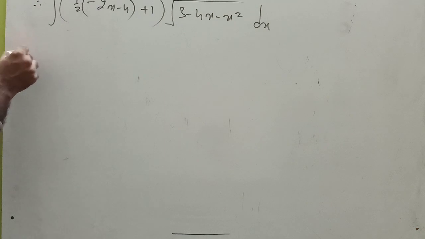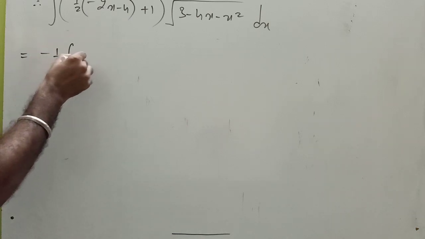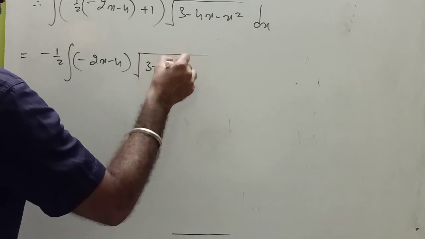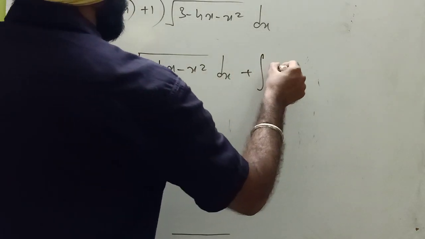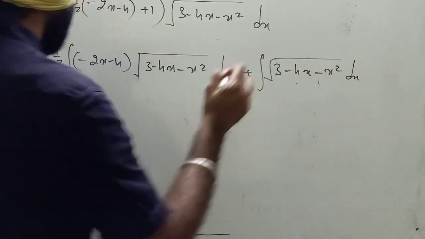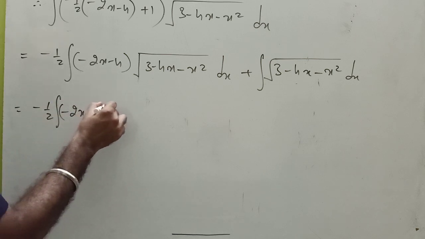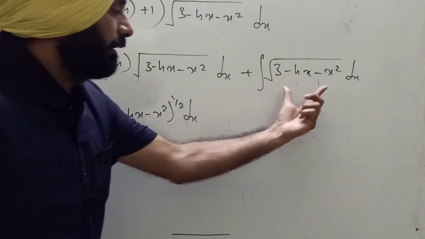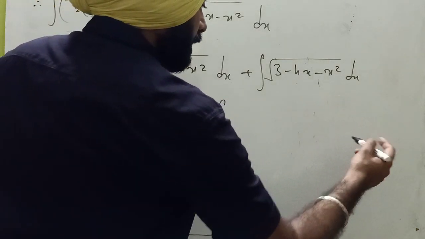So what is the next step? Separate these two terms. First of all, multiply this by the whole under root. Minus 1 by 2 integral of (minus 2x minus 4) into under root of 3 minus 4x minus x square. This is the first integral, plus 1 into under root of 3 minus 4x minus x square, whole under root. Now this is the same, minus 2x minus 4, and under root can be written as raised to power 1 by 2. Now complete this square. This is type number 15, under root of quadratic. We will complete the square in the rough work.